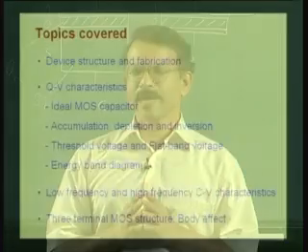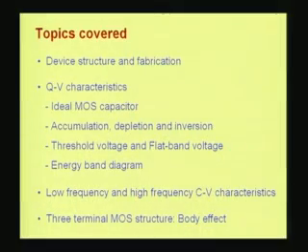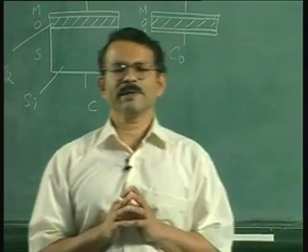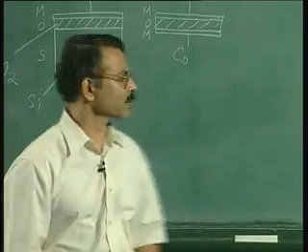After discussing the QV characteristics, we will discuss the capacitance voltage characteristics derived from the QV or charge voltage characteristics, both under low frequency and high frequency conditions. And finally, we will discuss a 3-terminal MOS structure and an effect related to this, namely the body effect. So now let us start with the device structure and fabrication.